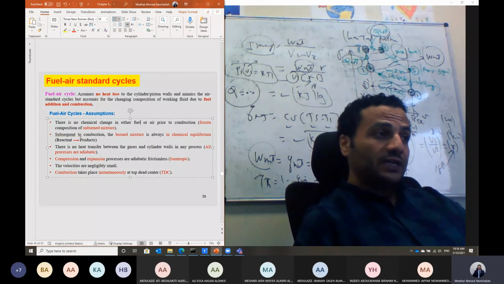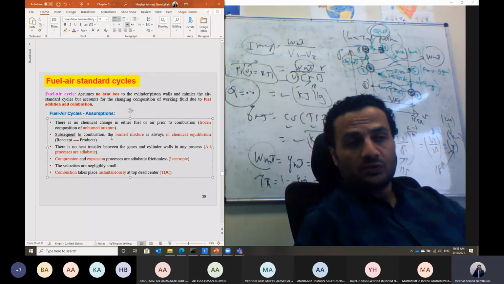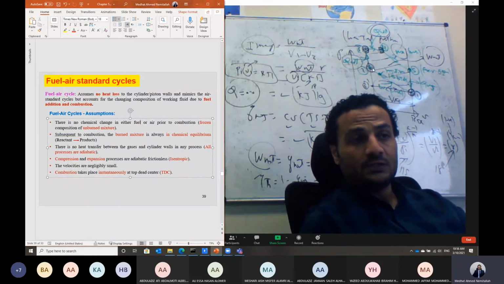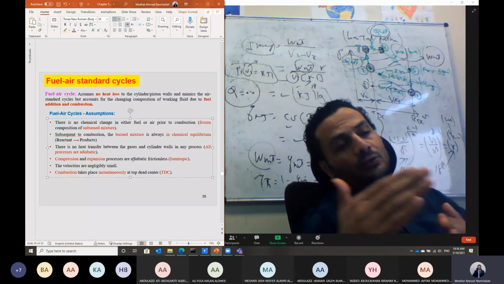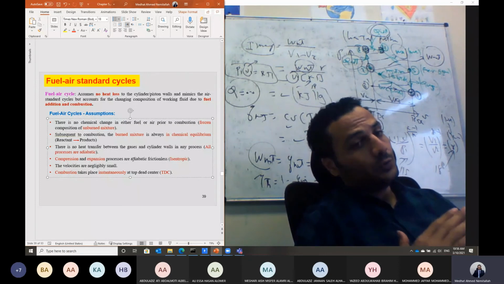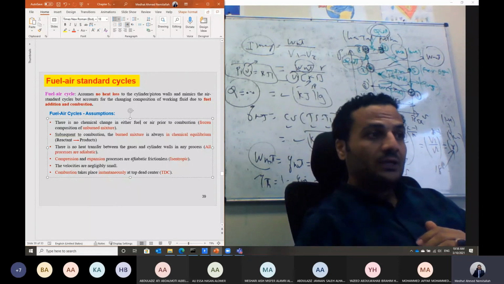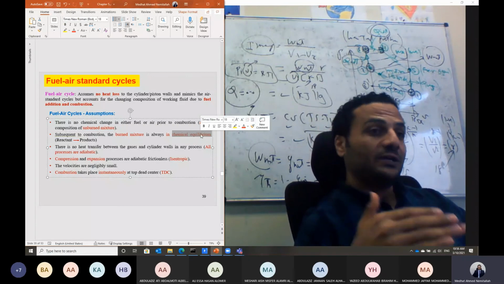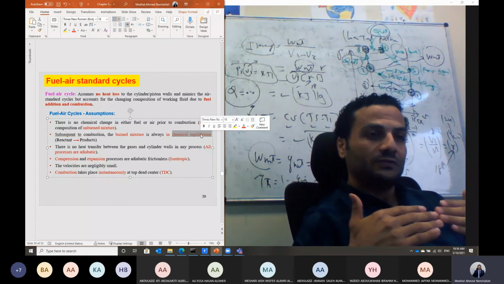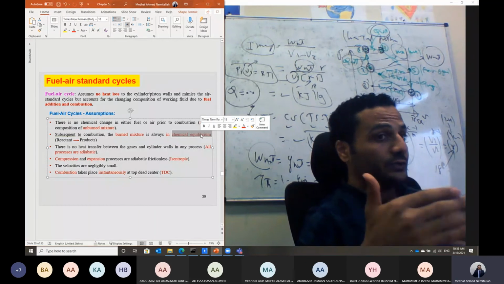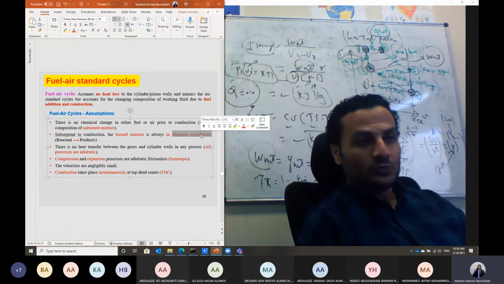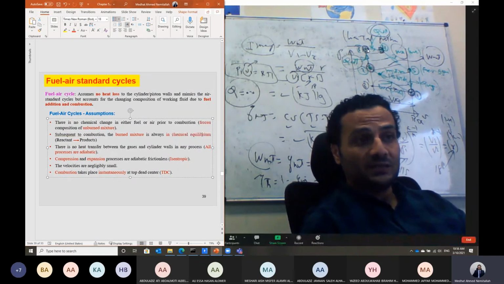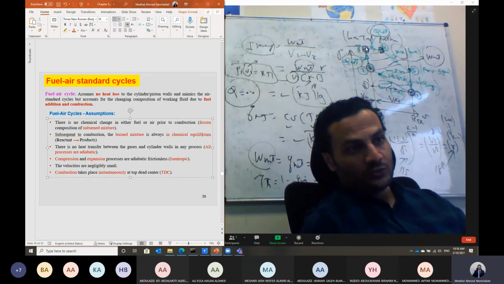And also, subsequent to the combustion, once the combustion takes place, all the reactants will be converted to products. So we assume complete combustion of the fuel, and we assume that all products will be at chemical equilibrium. Chemical equilibrium means we don't have any reaction, forward or reverse. So we assume that we have chemical equilibrium once we end up with the combustion process.